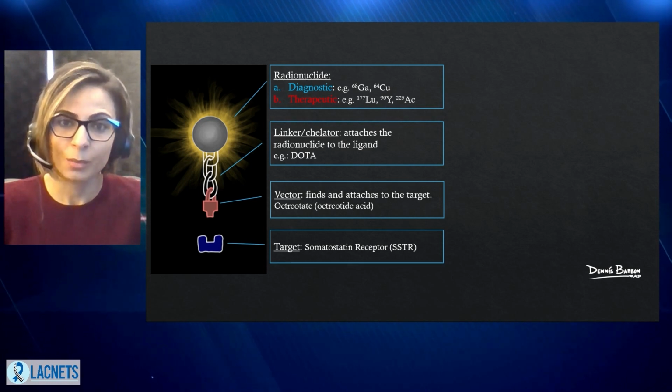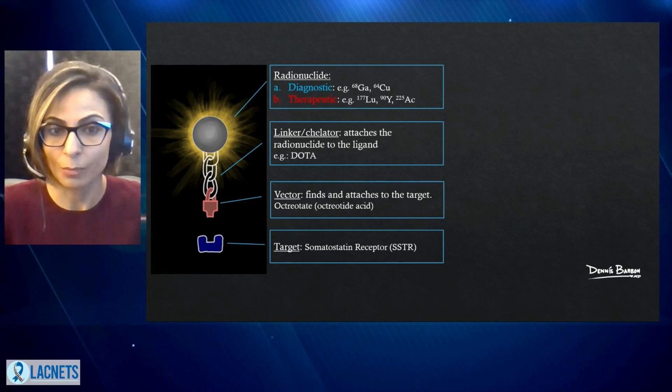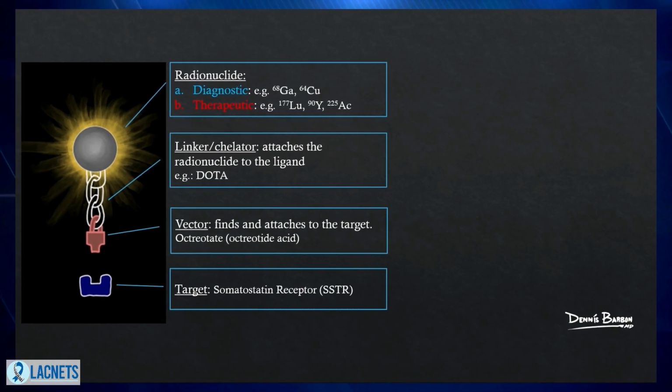So the concept behind somatostatin receptor PET is that we have somatostatin receptors that are expressed on the surface of neuroendocrine tumor cells, and then we have this compound, which is our imaging agent, that has a vector that's going to come and attach to the somatostatin receptor. And we label this vector using a linker or a chelator with a radionuclide. And the radionuclide is what we're going to be able to image. That's what's going to allow us to see the distribution of neuroendocrine tumors throughout the body.